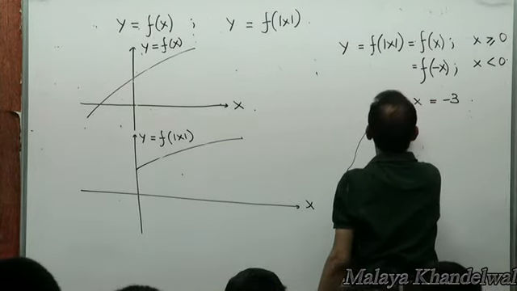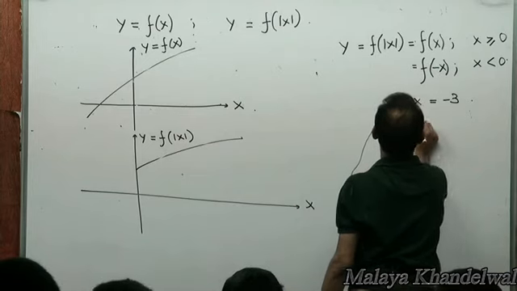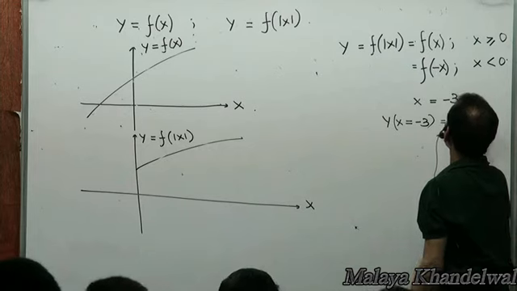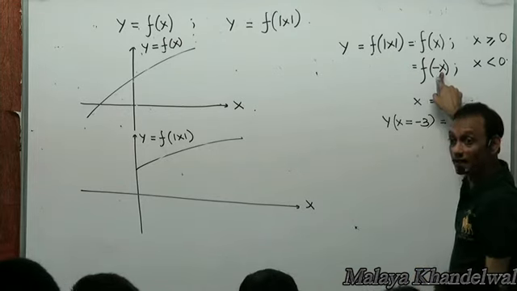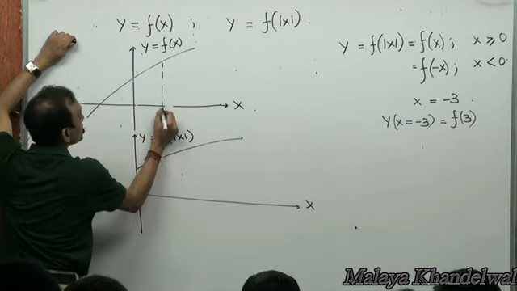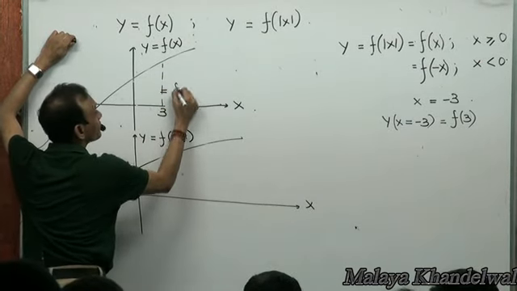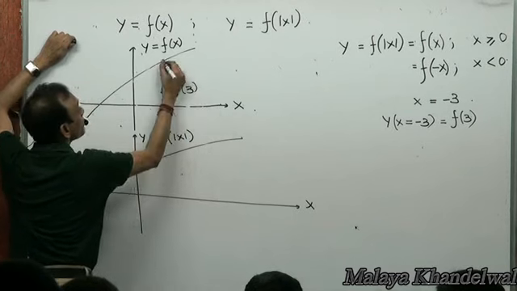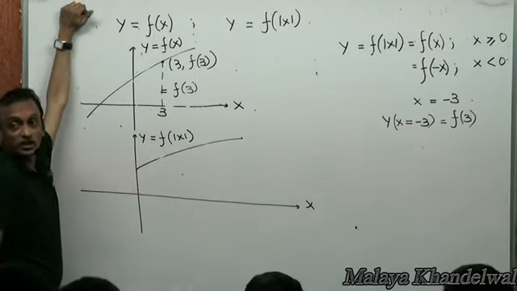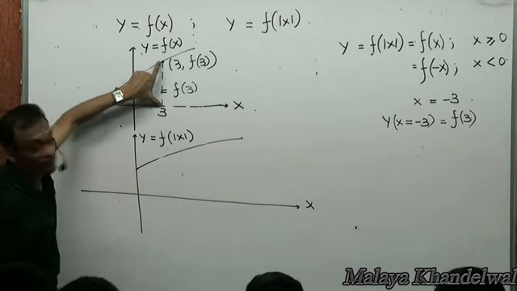Then what is the value of y at x equal to minus 3? X is a negative number, so it is f of 3. Yes or no? Put x equal to minus 3, f of 3. Say for example, this is x equal to 3, this will be f3. This is the point 3 comma f3. X is 3, y is f3.